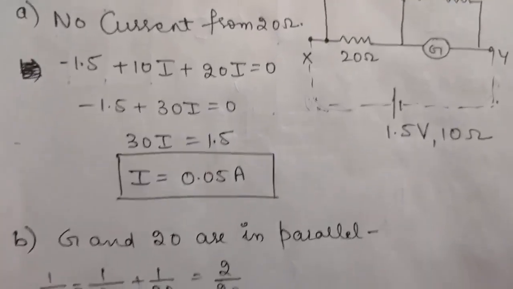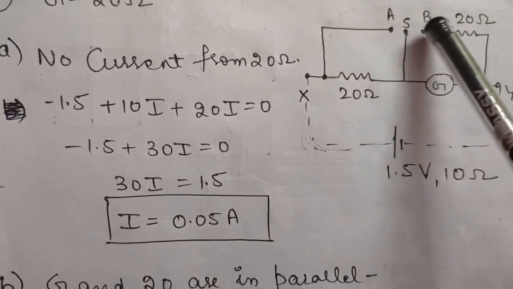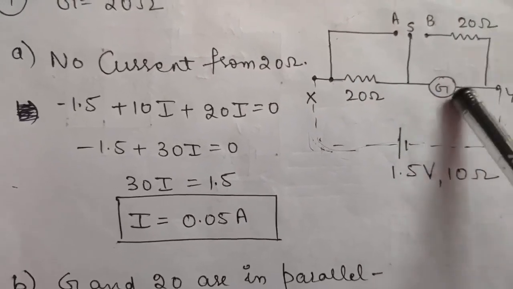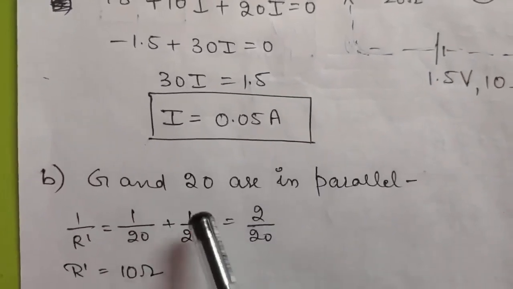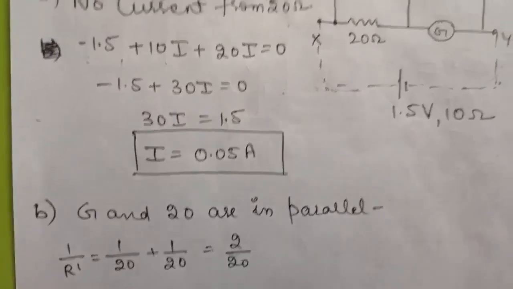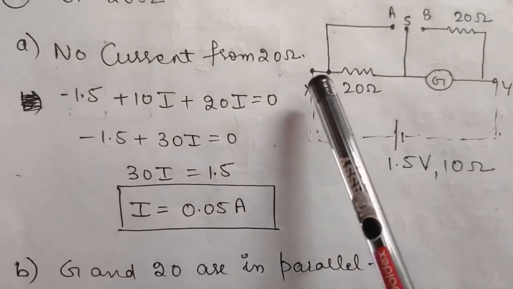Okay, now when this S is connected to B, see, then 20 and this galvanometer, these will be in parallel. So let us calculate their equivalent resistance. So for parallel 1 by 20 plus 1 by 20, so equivalent resistance will come to be 10 ohm. Now see which circuit is there. See, the current will go like this.